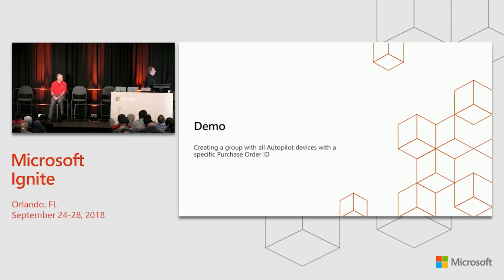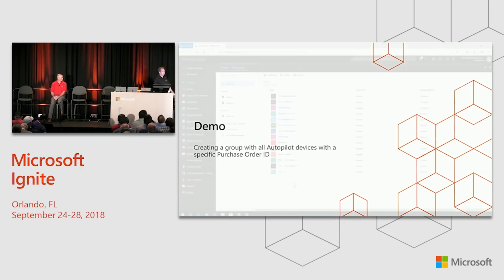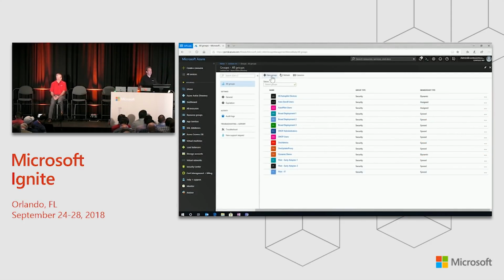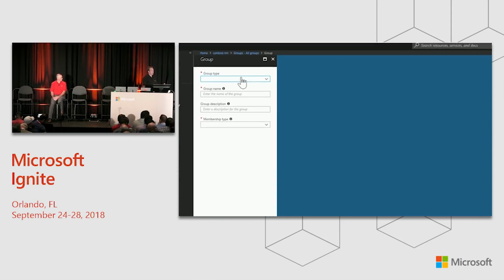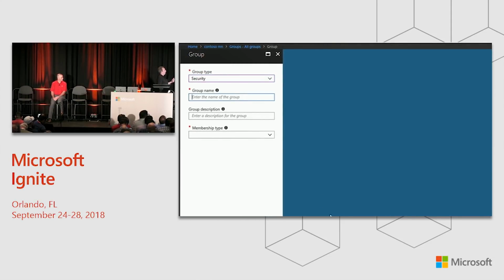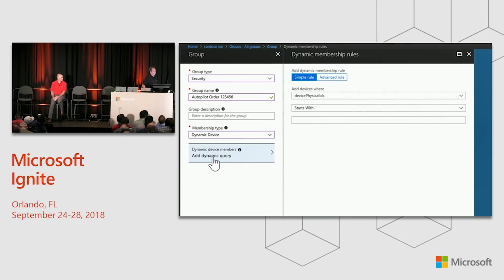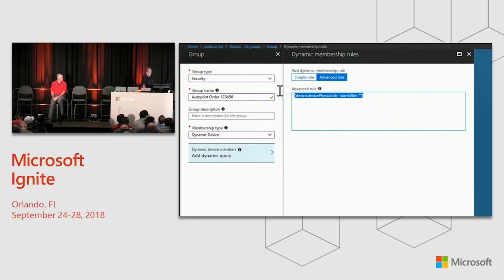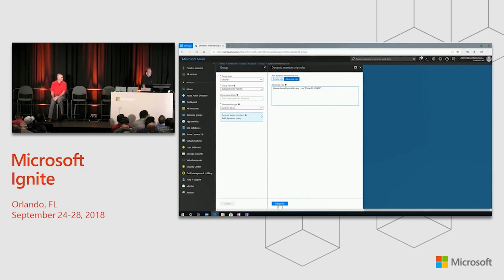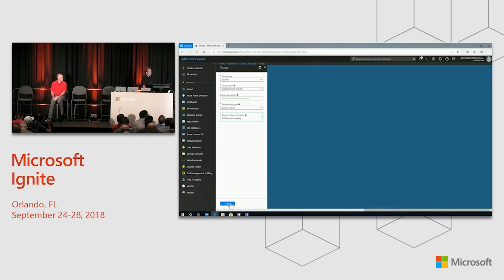We could do the same thing based on that purchase order ID that the OEM configures. Really the same thing over again. We can create a group, we can give it a name, we can specify again membership type of a dynamic device group, and then specify a query that only selects machines from that purchase order. So we put in an advanced rule where we say, give me all the devices where they have an order ID of a certain number.